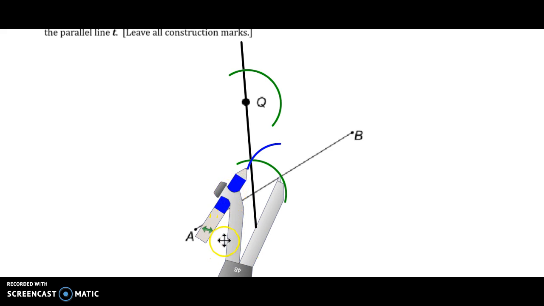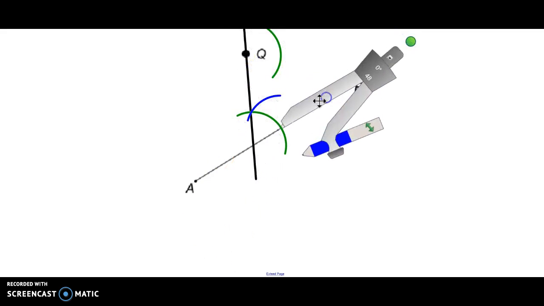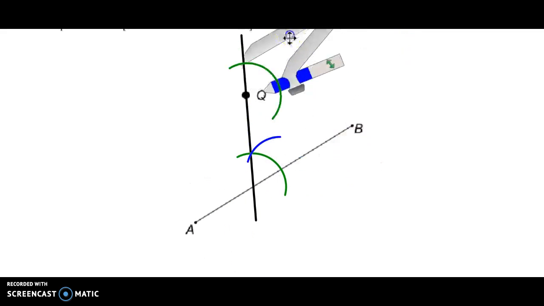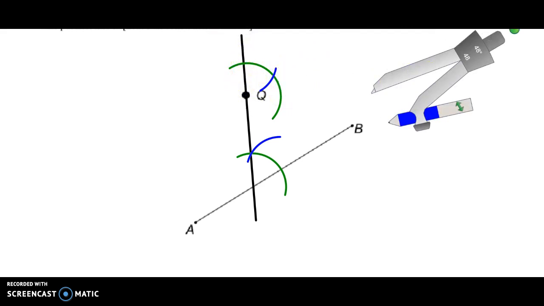and I'm going to slide my compass up the transversal. And again, I want those two arcs to intersect. I don't need it to intersect at the transversal. I already have a point there. I need another point, which should be relatively close to Q. Where I have 2 points, I can put a line.